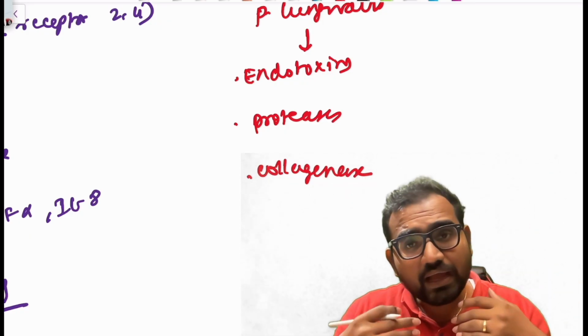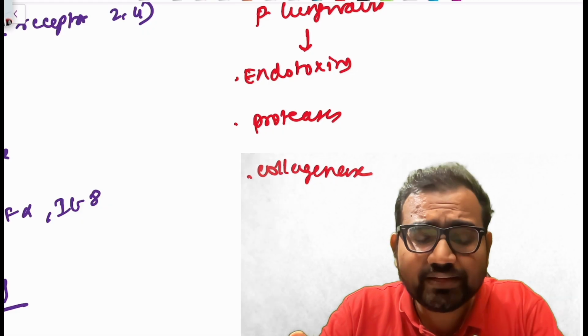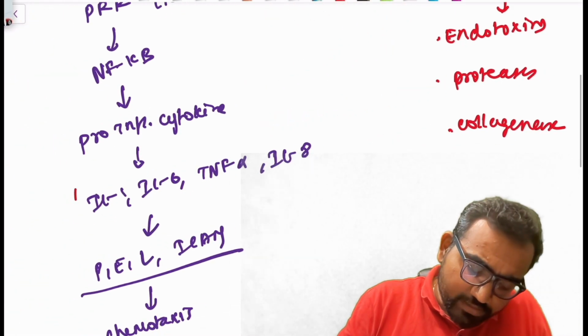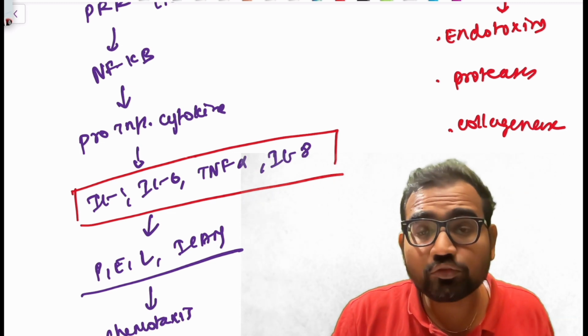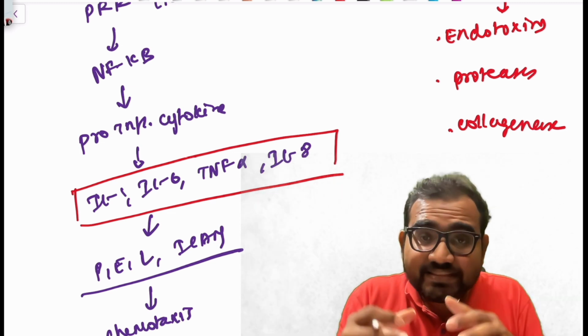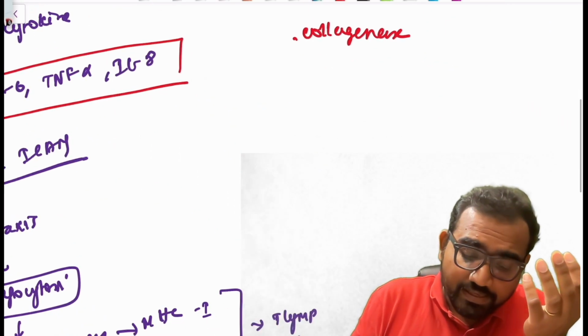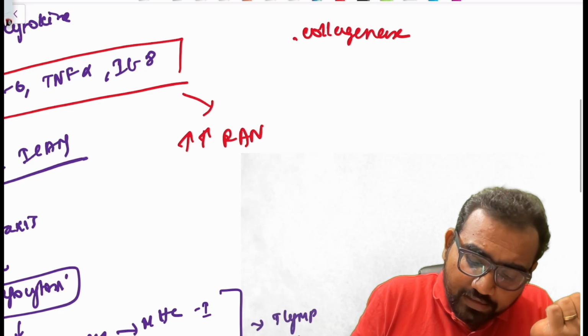So it will have some weapons that will be released by the bacteria to fight against the host defense. Now, although these pro-inflammatory cytokines are released by the body to fight against the bacteria, they themselves have some side effects. As I told in the previous video, it is going to result in increased expression of RANK and RANKL.